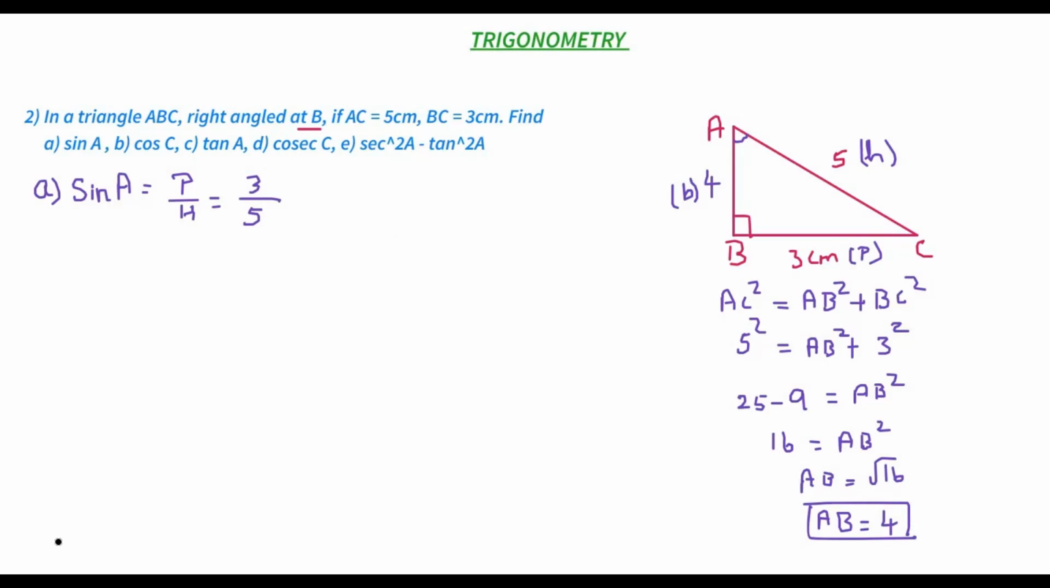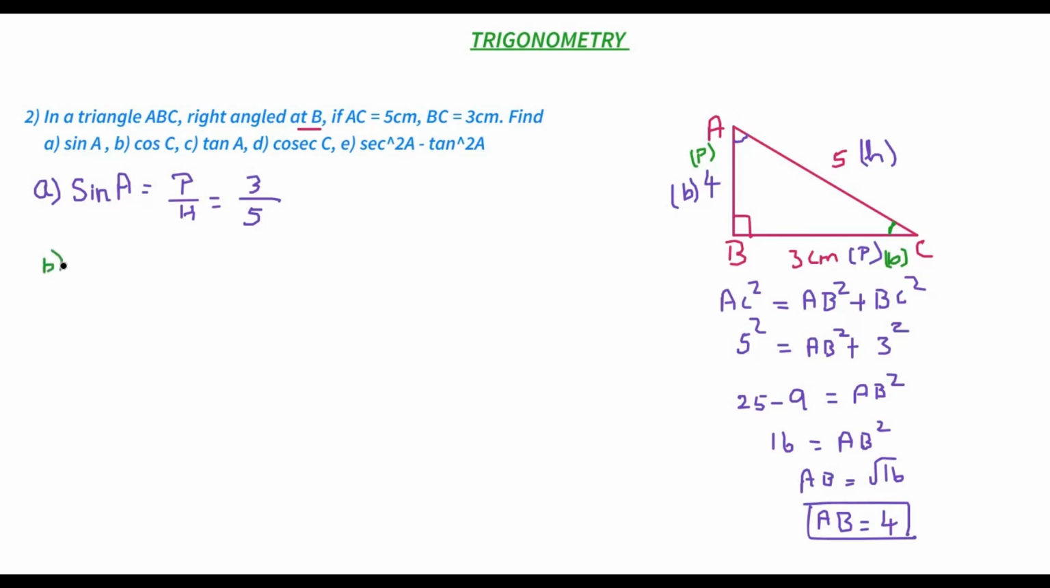So now let's see which is our perpendicular. Let me change the color so that it is easy for you to identify. With reference to angle C, the opposite side is 4, right? This AB is the opposite side. So this becomes our perpendicular. For reference angle C, BC becomes the base. I have written in green and in blue so that it helps us check the difference between the numbers. Now let's do question B.